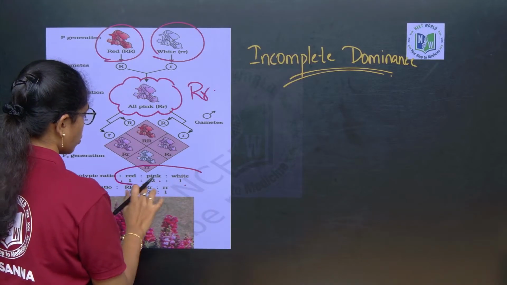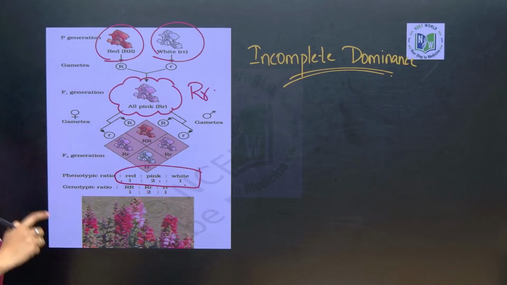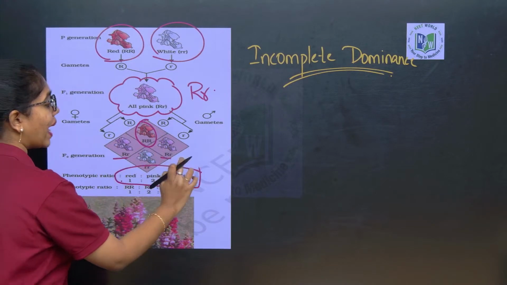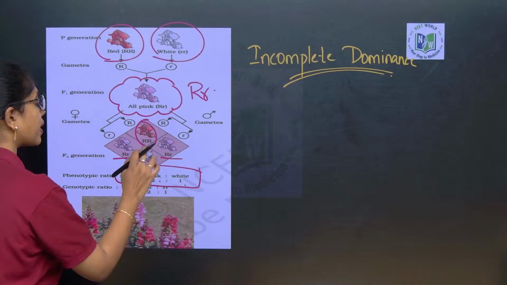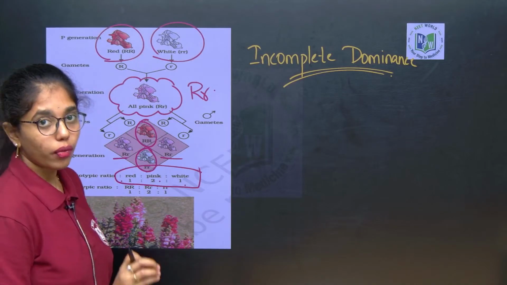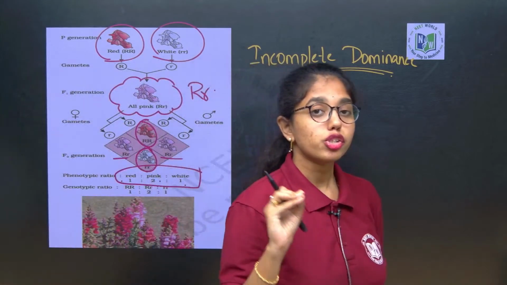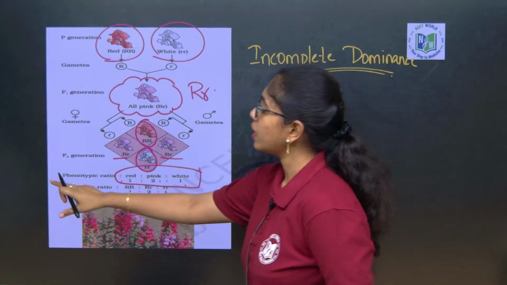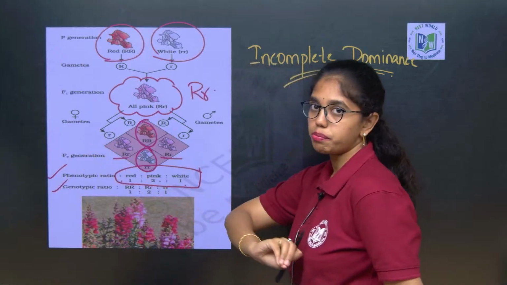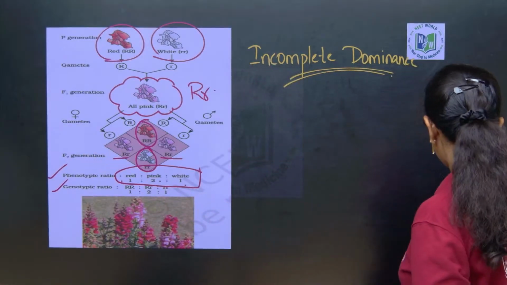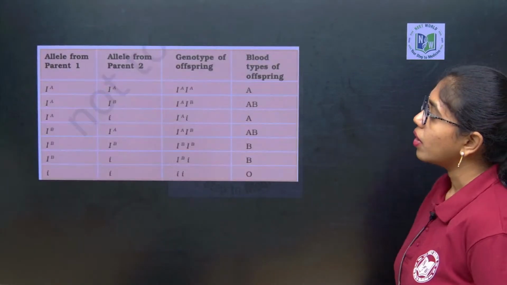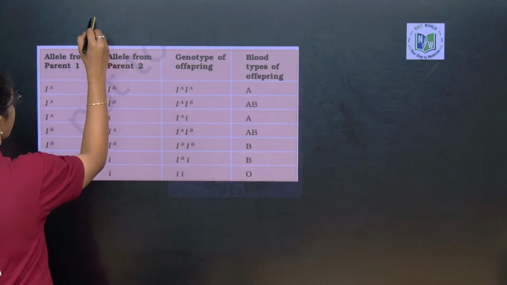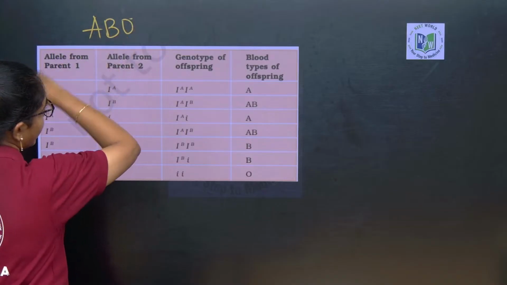1:2:1 ratio, where 1 is red, that is homozygous dominant, 2 are pink, that is heterozygous, and 1 is white, that is homozygous recessive. So, here in incomplete dominance, you can see the same phenotypic and genotypic ratio, and this is an exception of Mendelian principles. Okay. Now comes the concept of multiple allelism, that is ABO blood grouping.